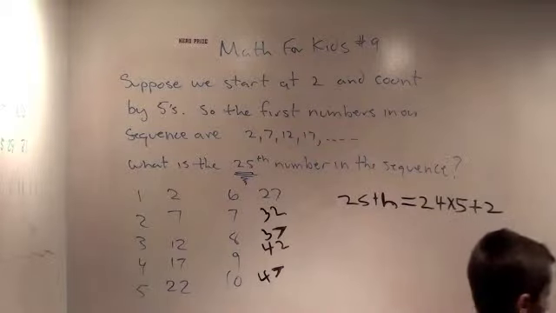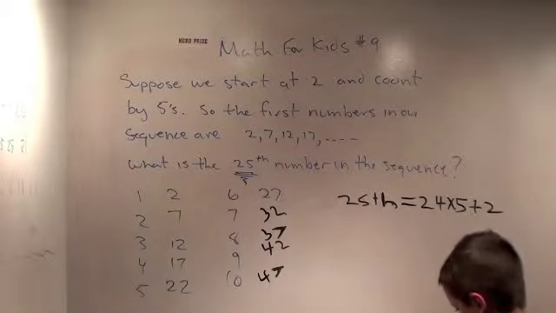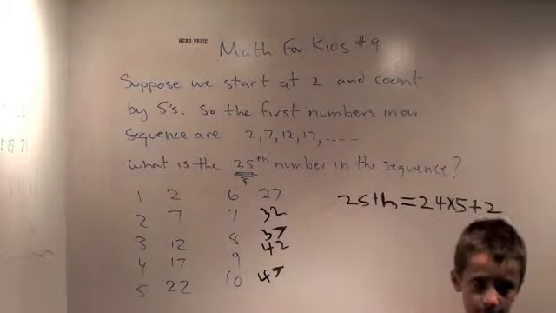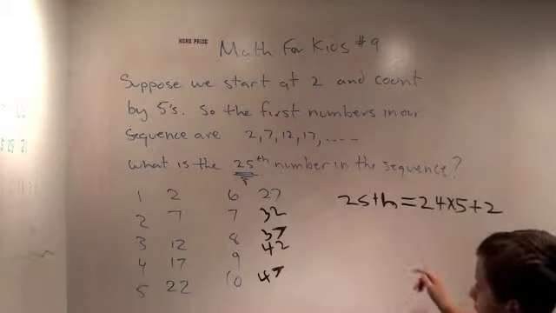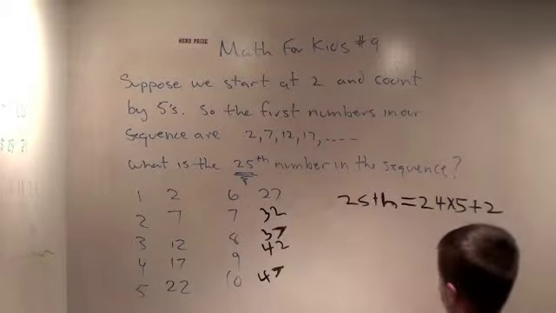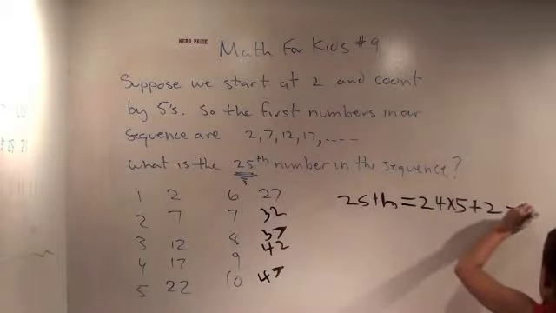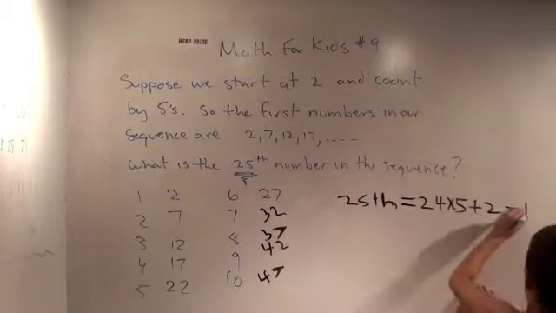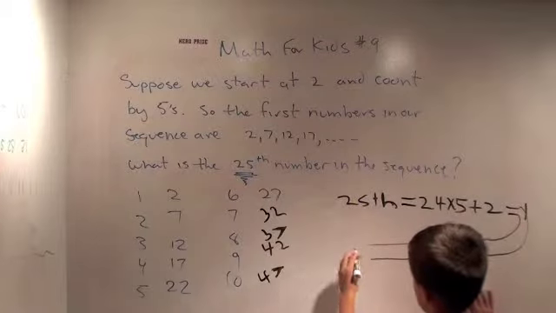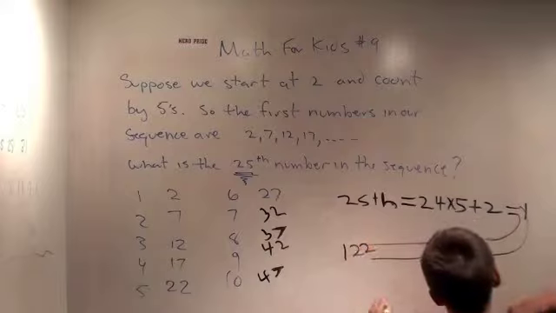Well, I know that 5 times 25 is 125. Or I could do it another way. 5 times 20 is 100, and then 5 times 4 is 20. So what's 5 times 24? 120. Plus 2 is 122. Write it over here, a little farther left. There, right there. The 25th number is 122.